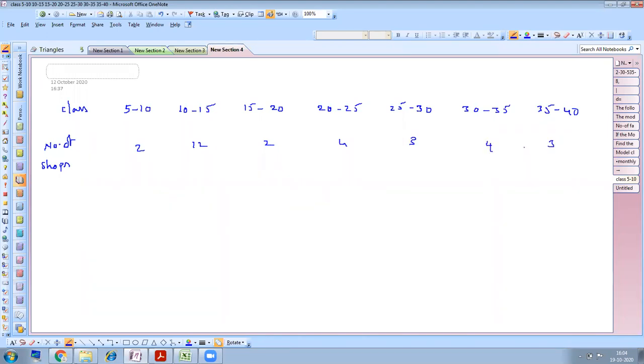So how to do it with the graphical method? Upper limit means less than ogive graph. So I'm taking the upper limit. Upper limit means what kind of cumulative frequency will we get? Less than cumulative frequency, correct? Yes, sir, less than. So if I'm writing less than type cumulative frequency, what will I get?